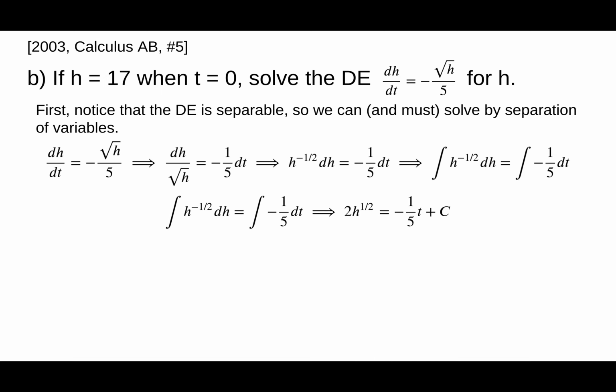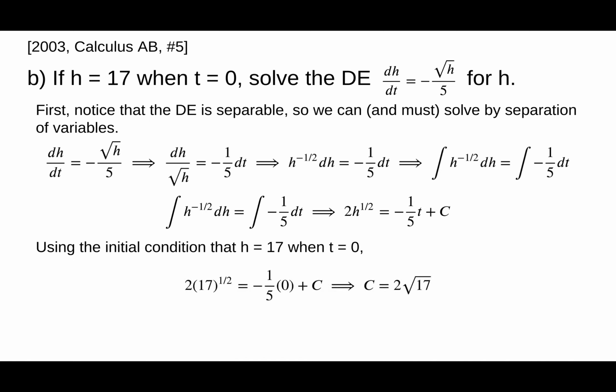Doing a little bit of calculus, we can determine that 2h to the 1/2 is equal to negative 1/5 t plus a constant. Now, we're given an initial condition, h is 17 when t is equal to 0. To solve for h, we need the value of c, so we use the initial condition. If I plug in 17 for h and 0 for t, 2 times 17 to the 1/2 equals negative 1/5 of 0 plus c, which implies that c is equal to 2 times the square root of 17.